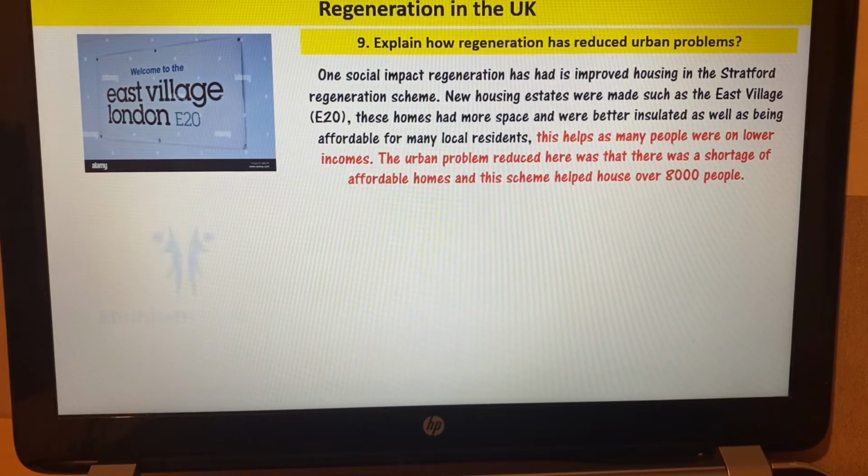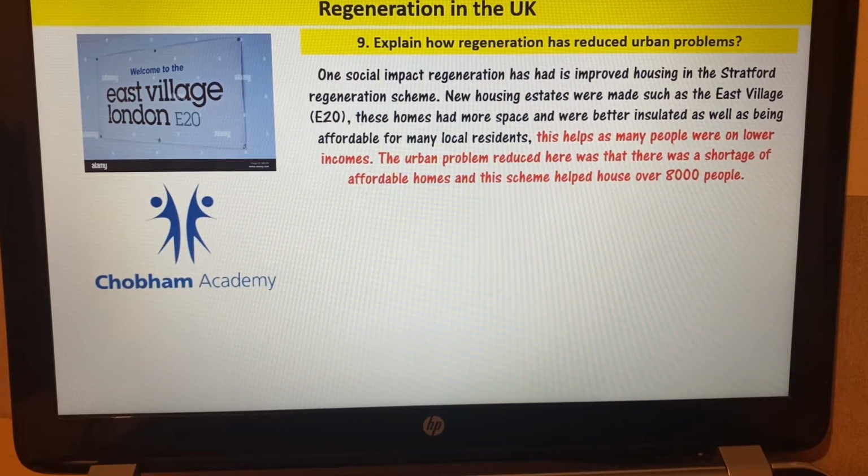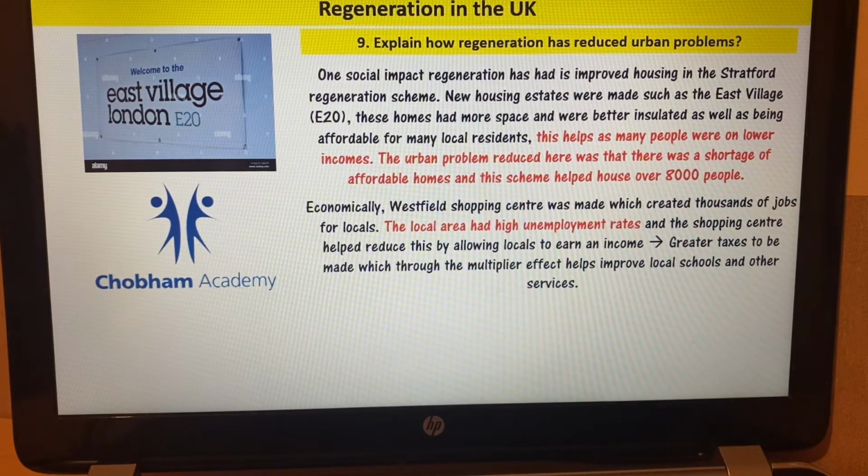What else did they do? You could talk about the Chobham Academy. You can say it's improved education within the area, where often education pass rates were quite low within this area of Newham. You could talk about an economic point. So the first one was social. Economically, what did they do?